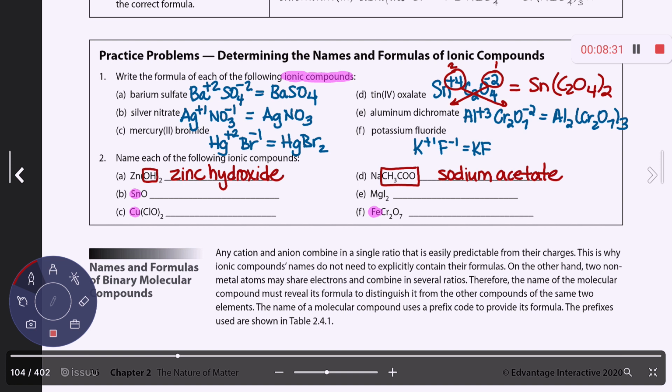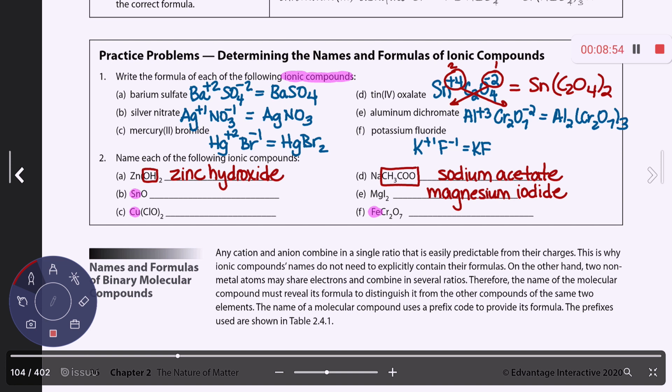And then for E, what is Mg? Magnesium. And then we would change the ending, instead of writing it as iodine, we would write it as iodide because it doesn't have an oxygen attached to it. Does that make sense? Okay.